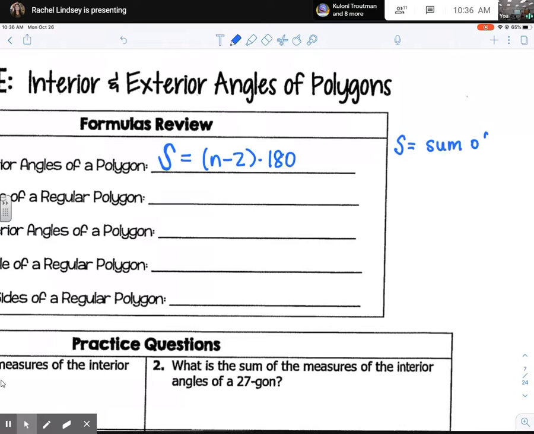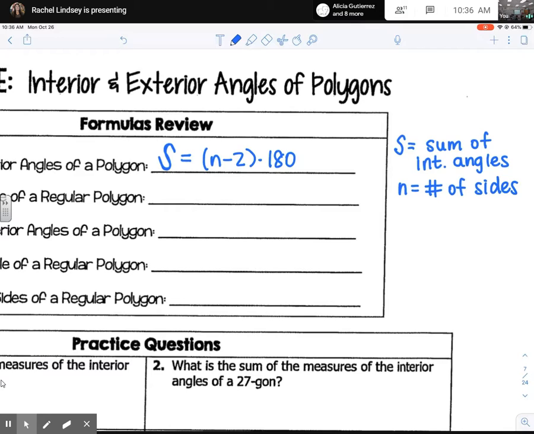So why does it have to be big S? It's called like complicated or something. And then n is the number of sides. Can we write it the other way? This is the way that I'm going to show you.